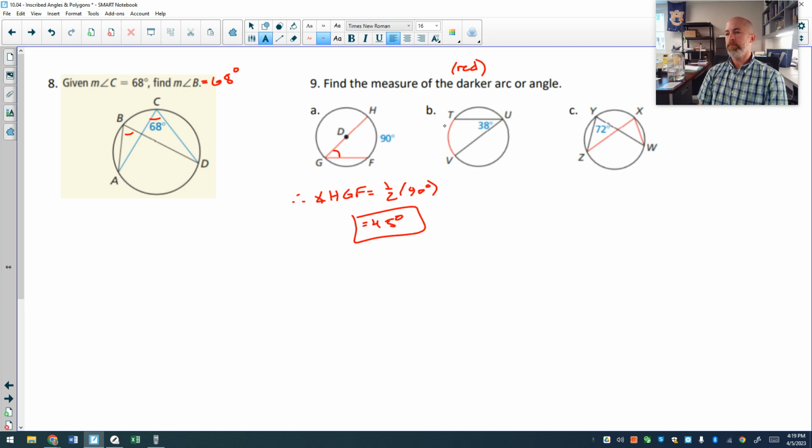Number B, TV, that is the intercepted arc for the 38-degree angle, and therefore TV is going to be double the angle that is intercepting it. So twice 38 is 76.